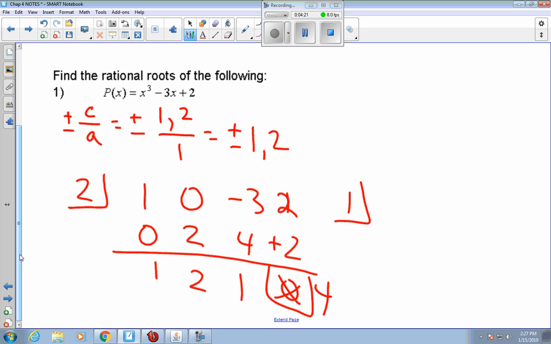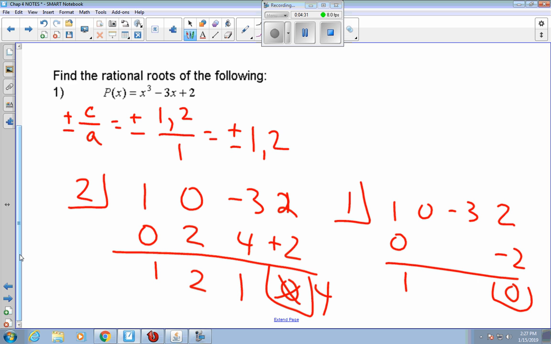So we'll go back. We'll try 1. So 1, 0, -3, and 2. You want the same thing to occur. You want the 0 at the end. So we have 1 times 1, which is 1. 0 plus 1 is 1.